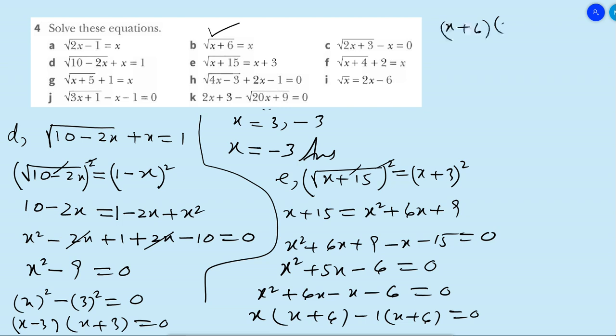But your answer is only one value, that is x = 1, because this one can directly satisfy your question part E. But if you put −6 in the question, you will get wrong values. Left hand side will not equal the right hand side. Come to part F.